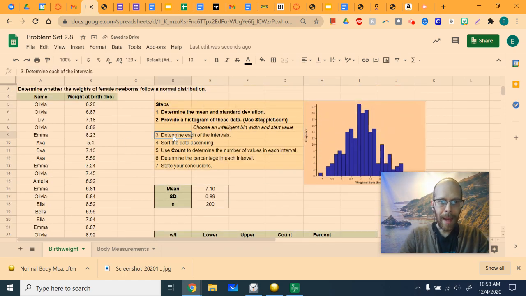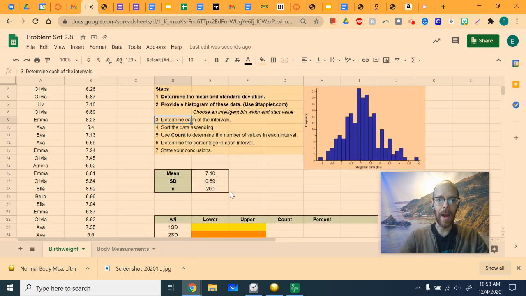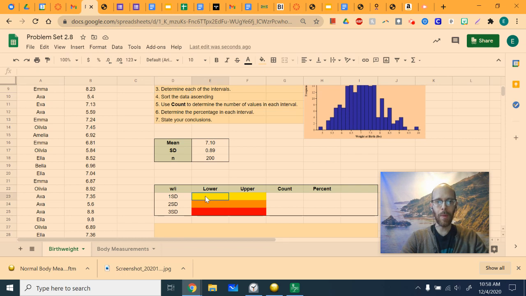Okay. Next thing, determine each of the intervals. And what I mean is determine the boundaries on the intervals. So we want the interval that goes from 1 standard deviation below to 1 above, and then from 2 below to 2 above, and then from 3 below to 3 above. So here's how we're going to find this.